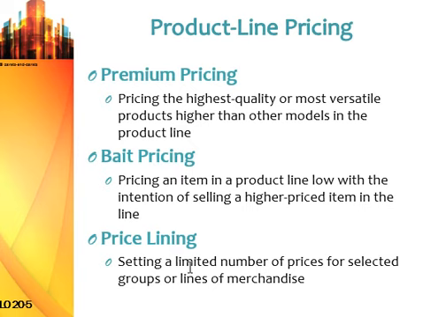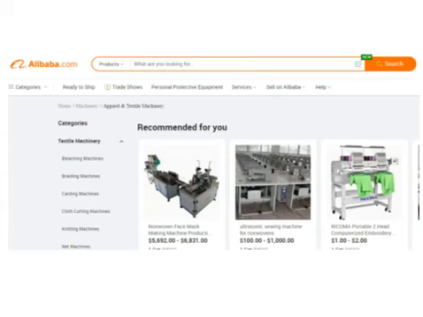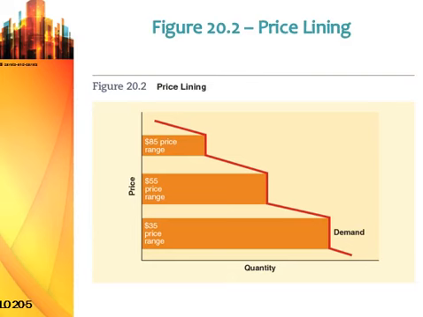Price lining is setting a limited number of prices for selected groups or lines of merchandise. By the way, speaking about bait pricing, Alibaba uses bait pricing a lot. So a lot of prices that you see on Alibaba, they're for very basic standard products, but once you get interested, the prices end up being much higher than you expected.